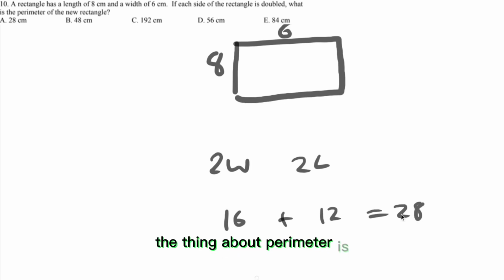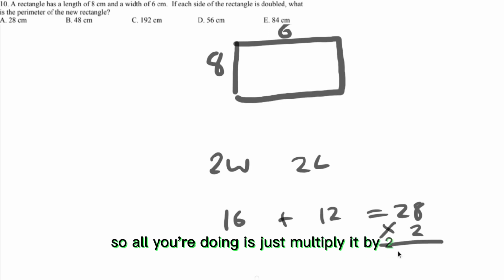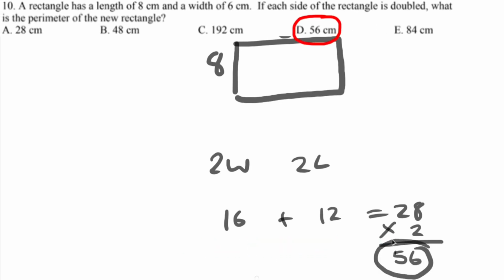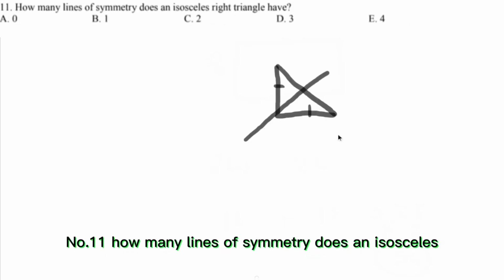And the thing about perimeter is, if you double the side lengths, you're just doubling the perimeter. So all you're doing is just multiplying this by 2, which is 56, and that's our answer. Number 11. How many lines of symmetry does an isosceles right triangle have?